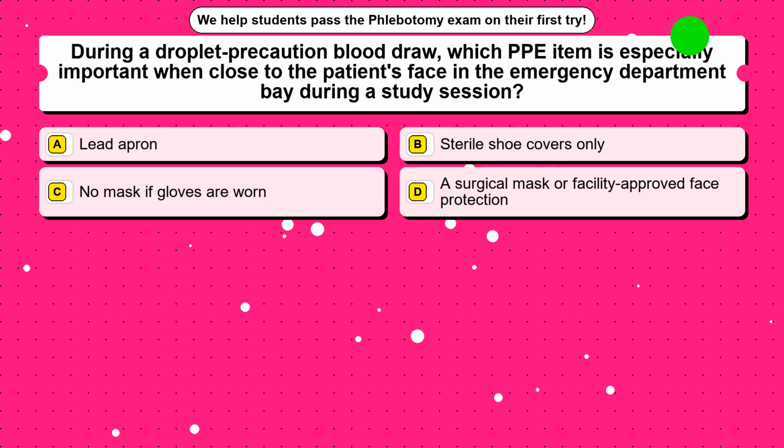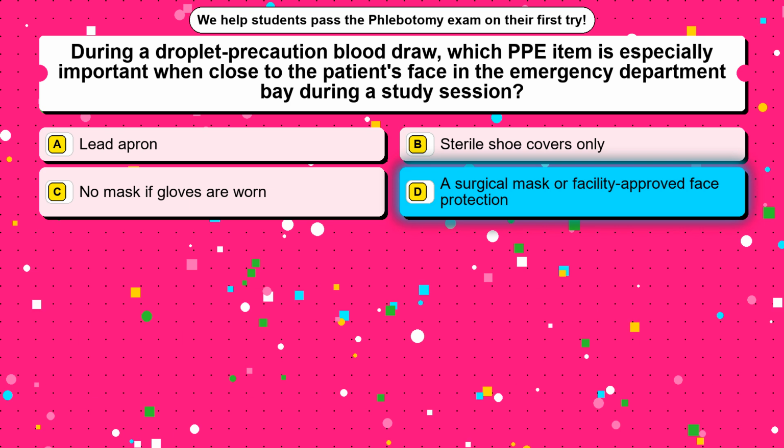Question 16. During a droplet precaution blood draw, which PPE item is especially important when close to the patient's face in the emergency department bay during a study session? Option A. Lead apron. Option B. Sterile shoe covers only. Option C. No mask if gloves are worn. Option D. A surgical mask or facility-approved face protection.